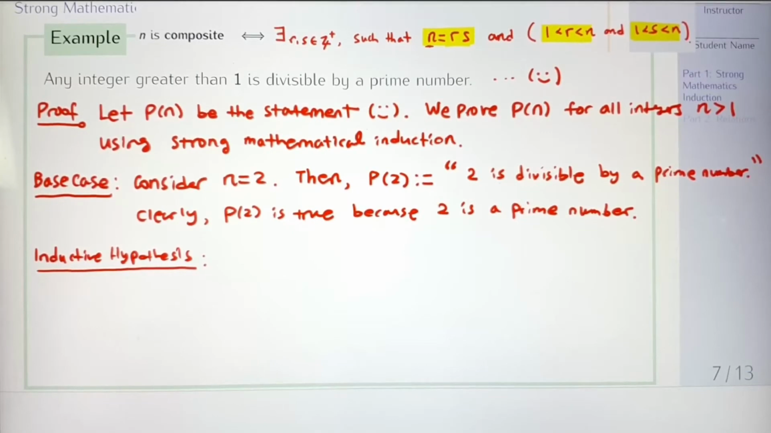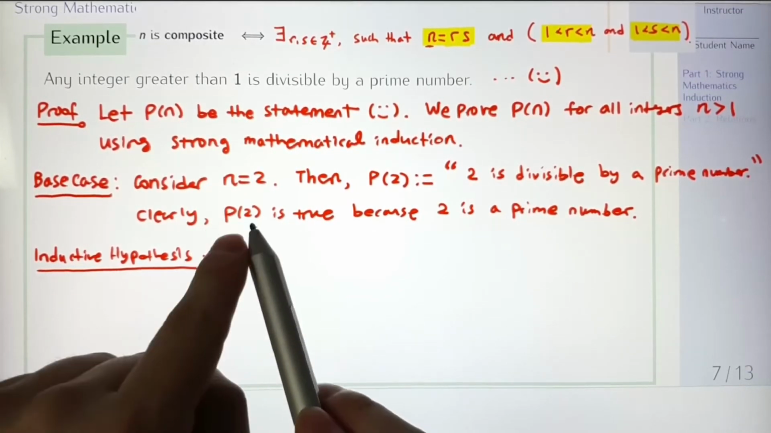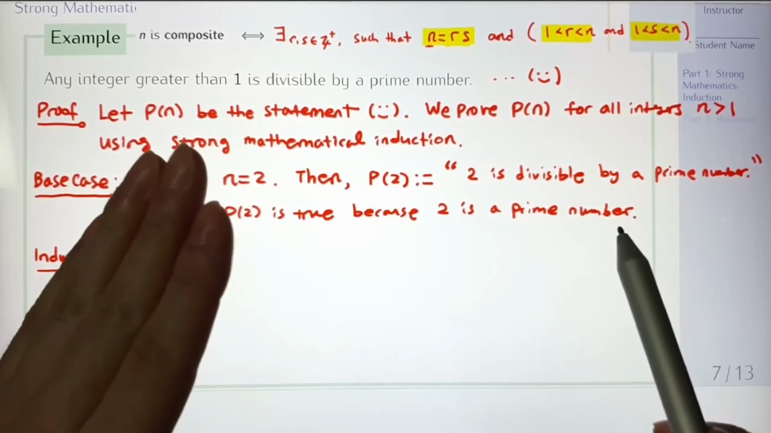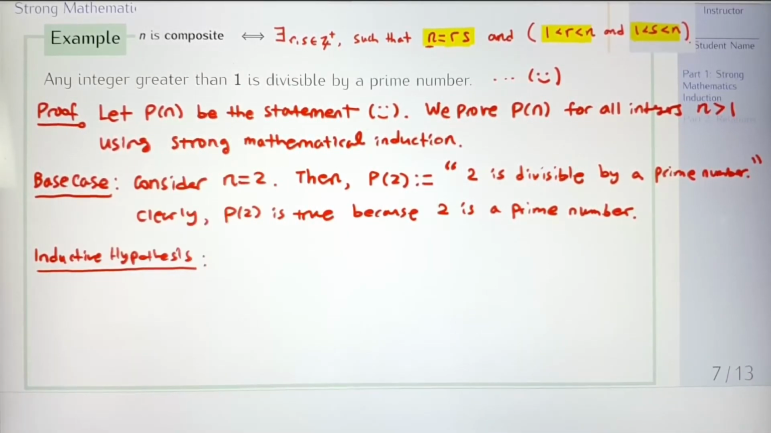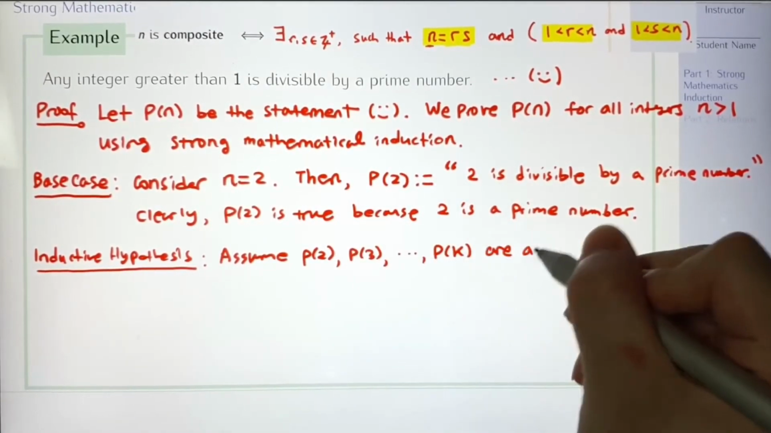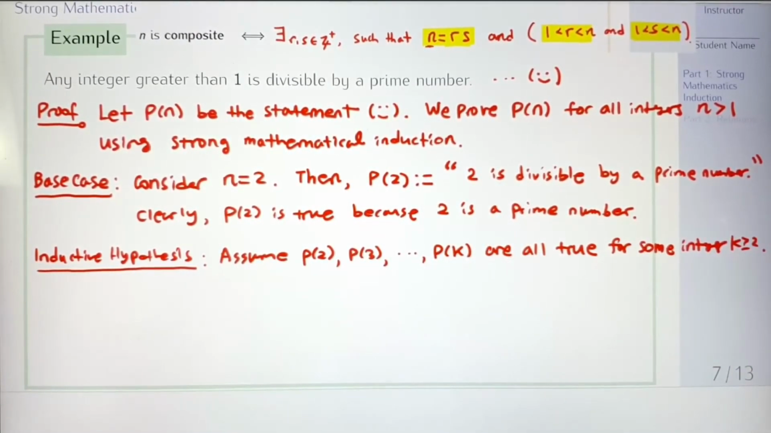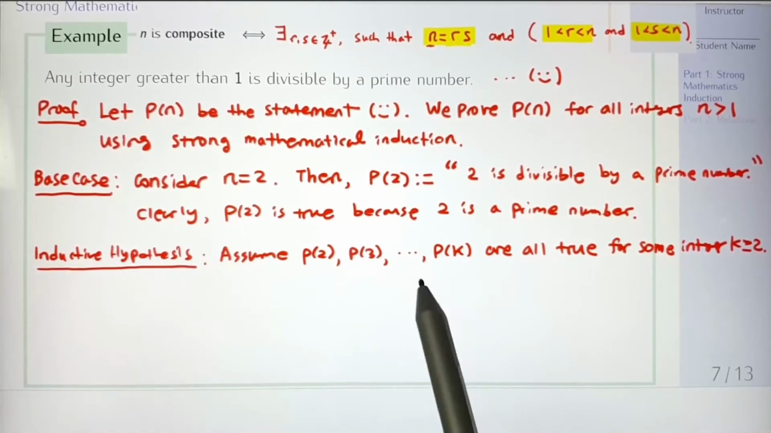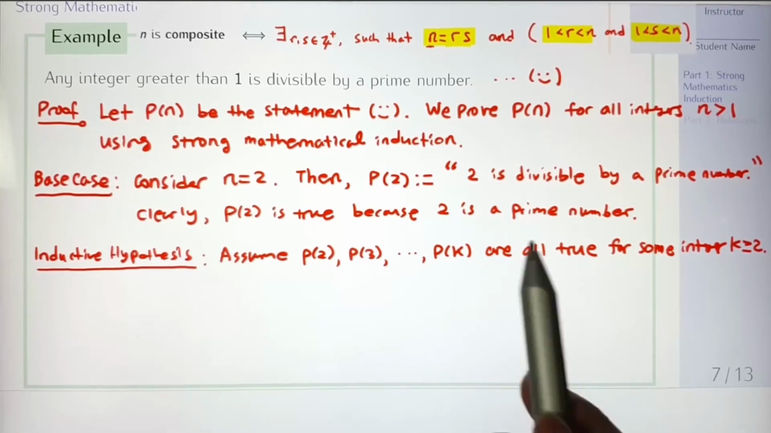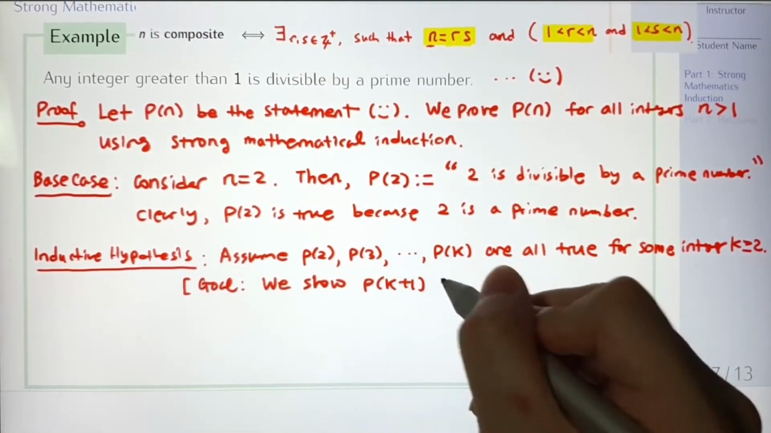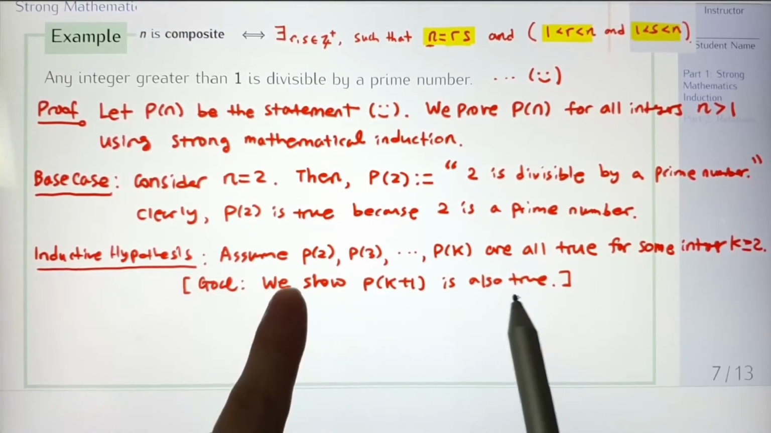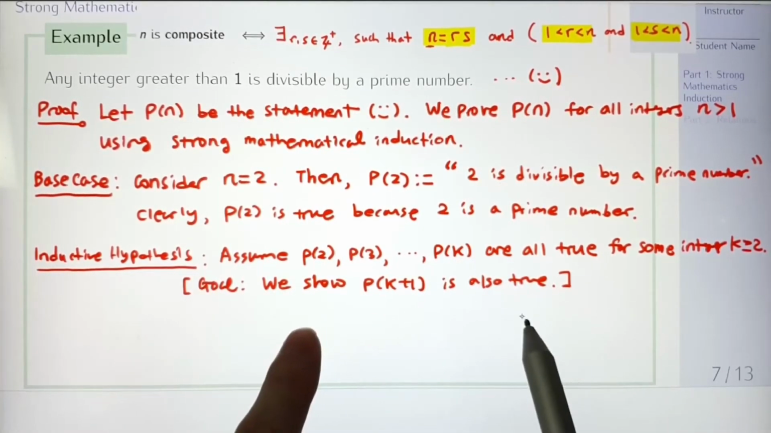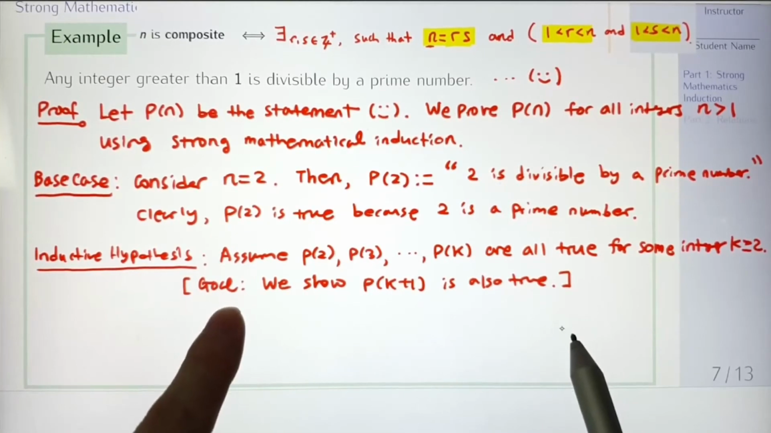The inductive hypothesis is that we're going to assume P of 2, P of 3, up to P of k are all true for some integer k. Now, our goal is to show that P of k plus 1 is also true. Do you know what this means? It means the integer k plus 1 is also divisible by a prime number. We want to show that that's true.